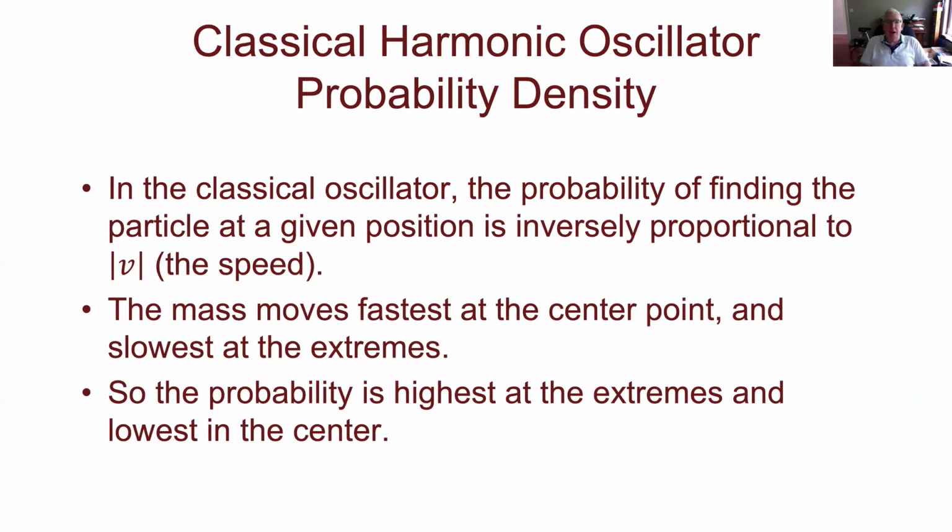And so the fact that it's moving at different speeds means it will spend relatively more time at the stretched and compressed points and relatively less time at the center. So that's how the probability distribution would go for the classical harmonic oscillator, right?